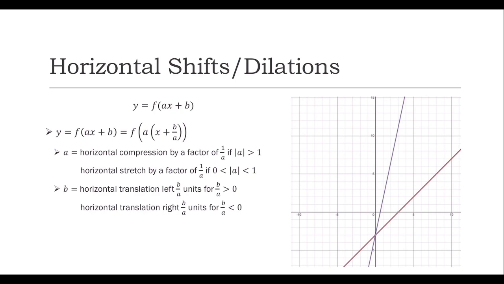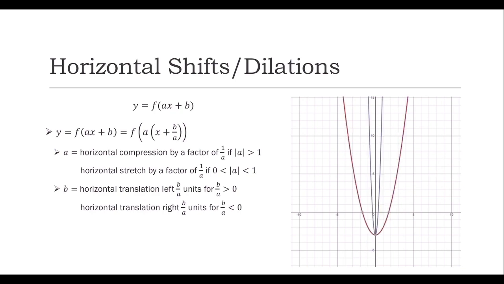So we'll look at a squared function, so x squared minus 3. If we change our b, it'll shift it left and right. And if we change our a, it'll also shift it left and right, but it'll also give us horizontal compressions and stretches.